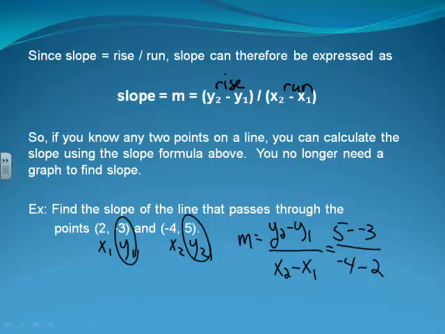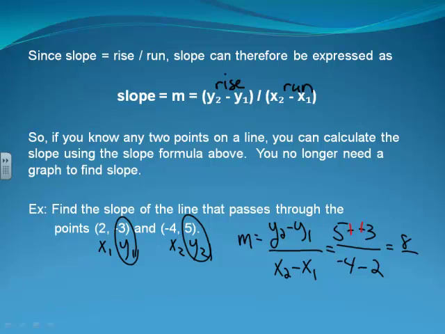Now it's simply a matter of doing the math. 5 minus a -3 is the same as taking 5 plus a +3. Double negative is a positive. 5 plus 3, of course, is 8.